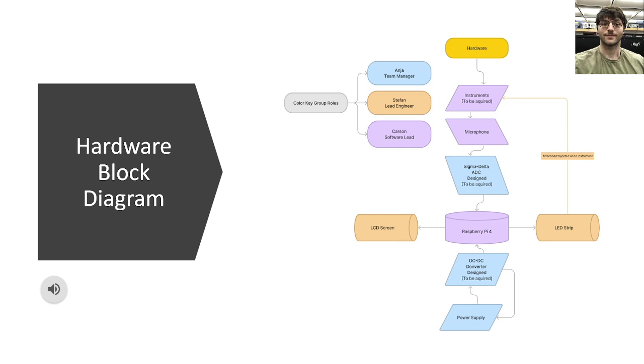Here we have our hardware block diagram, which shows the relationship between all components and how they interact with each other. First, audio signal is recorded into the microphone, which passes through the ADC converter and then is fed to the Raspberry Pi. The Raspberry Pi then converts the audio to its respective color and brightness, outputting the information to the LED strips. The Raspberry Pi is also connected to an LCD screen display used to choose colors and themes for the LED strips. The Raspberry Pi is then powered by a wall power supply, which is passed through a DC to DC converter.